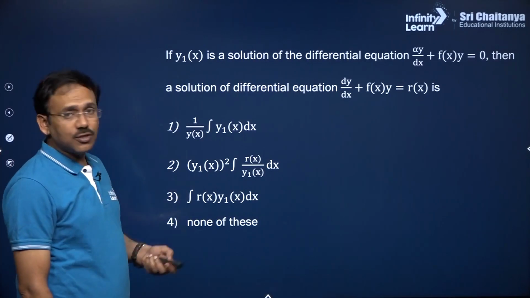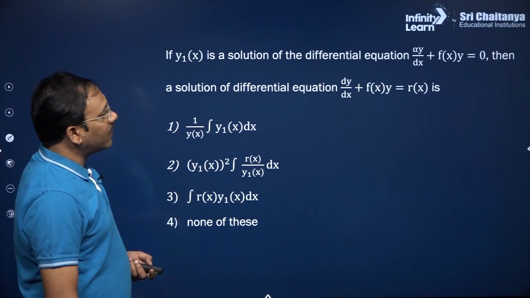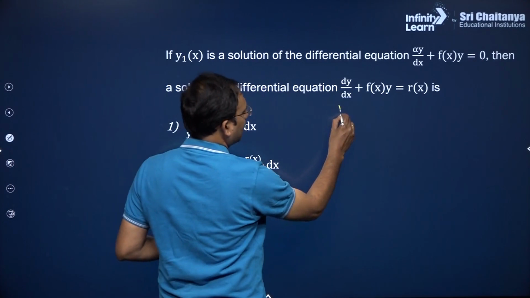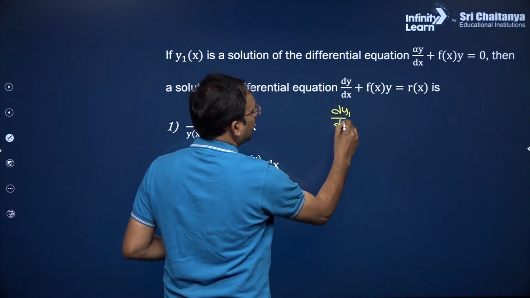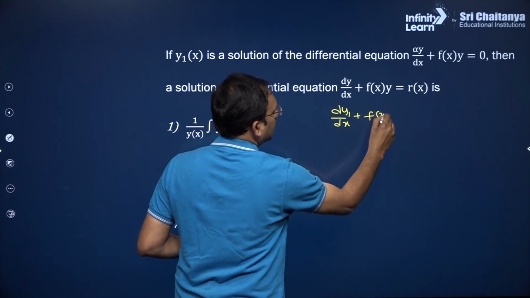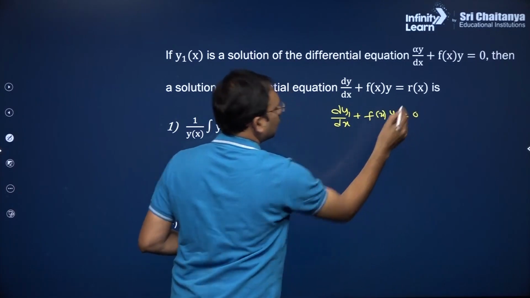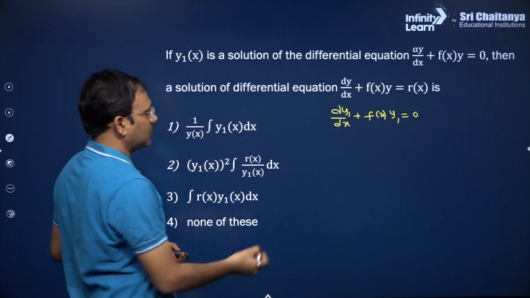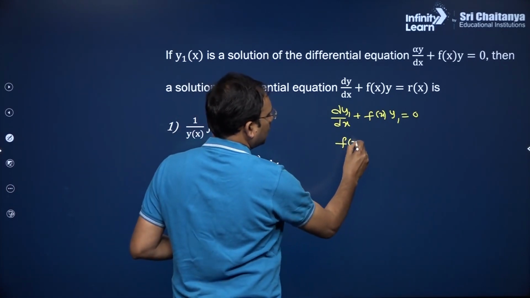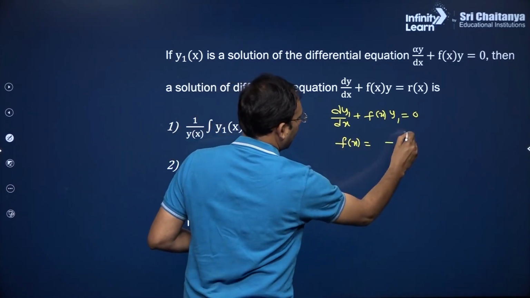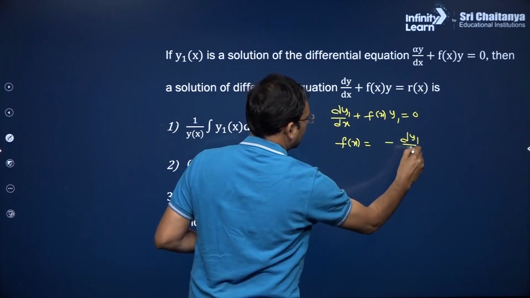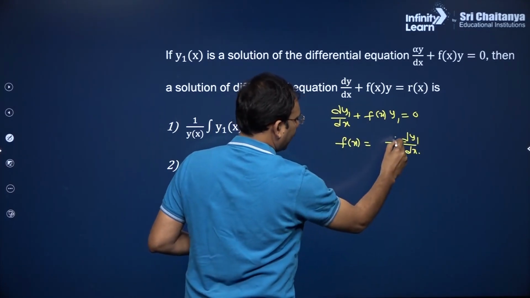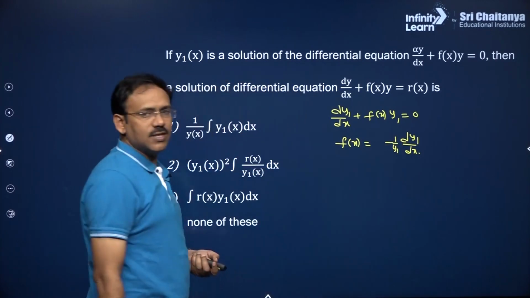Next, y1 of x is a solution of the differential equation dy by dx, this one. So you can write, my dear friends, dy1 by dx plus f of x into y1 is equal to 0 is the thing, because y1 is a solution of this. Suppose y1 is a function. From this, my dear friends, you try to take f of x is minus dy1 by dx into 1 by y1. This is f of x.